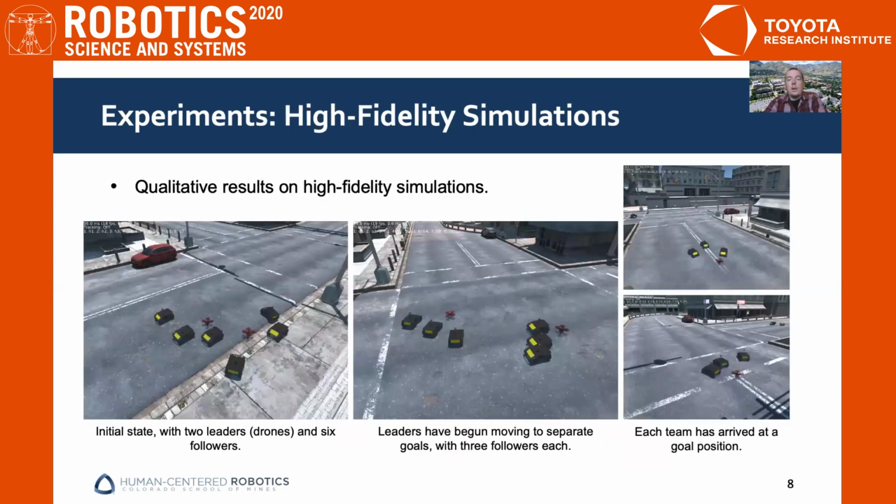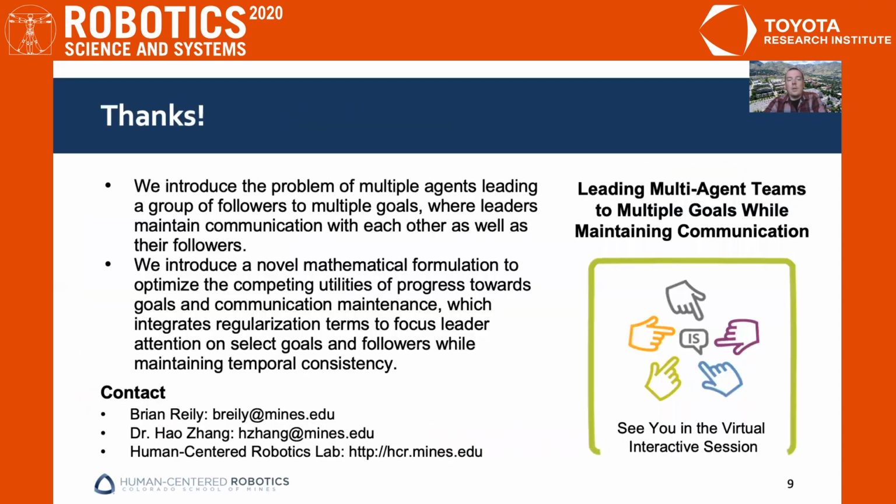We also evaluated our approach in a high-fidelity simulator in order to integrate it with ROS. The left figure shows the initial state with 2 leaders and 6 followers. The middle figure shows these robots progressing towards goals, and the figures on the right show them arriving at goal positions.